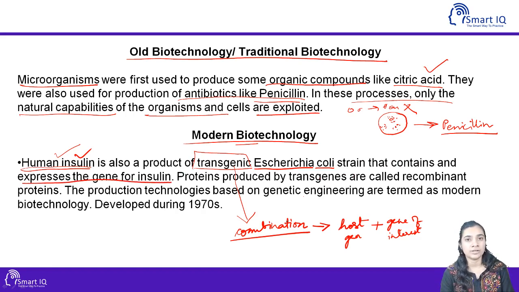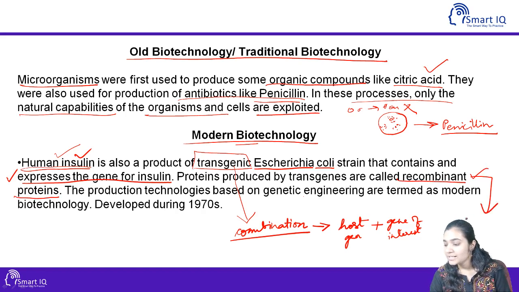Now it is very important, obviously, to make sure that the bacterium expresses the gene that has been given to it. You can genetically manipulate any number of organisms you want, but it is also very important to make sure that the organism in itself is able to express that gene in order to get the desired product. Now, proteins produced by transgenes are called recombinant proteins. Recombinant, as the word itself suggests, is a combination, which is produced by the genetic manipulation of organisms. The production technologies based on genetic engineering are termed as modern biotechnology.